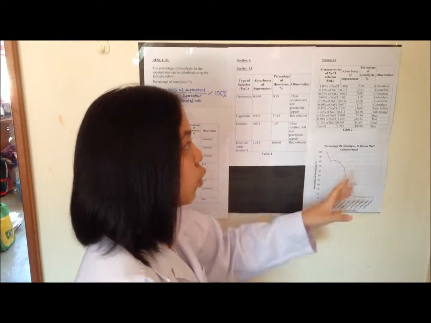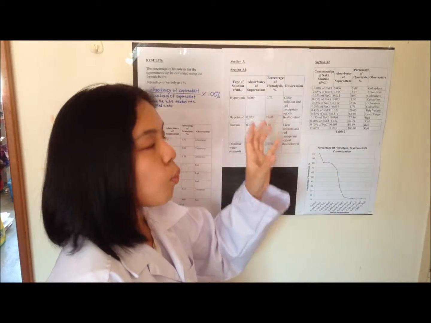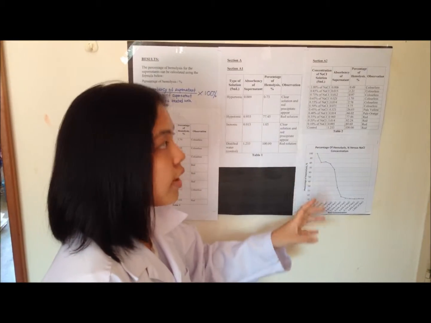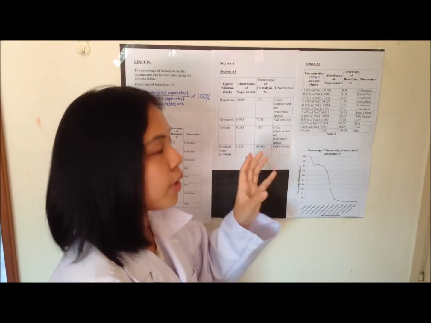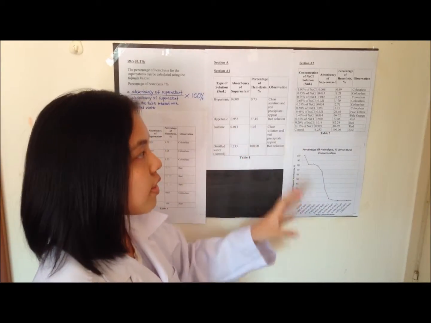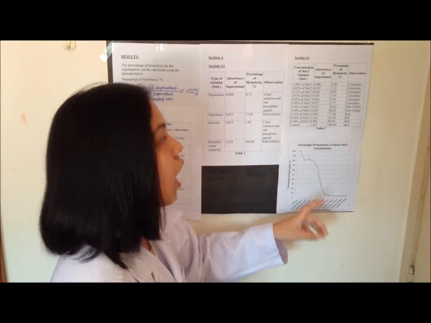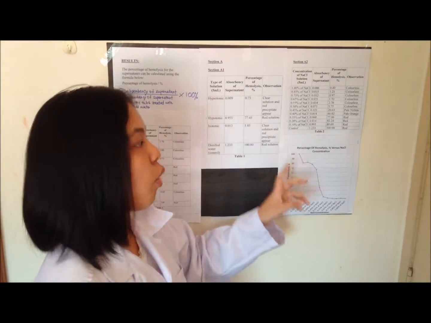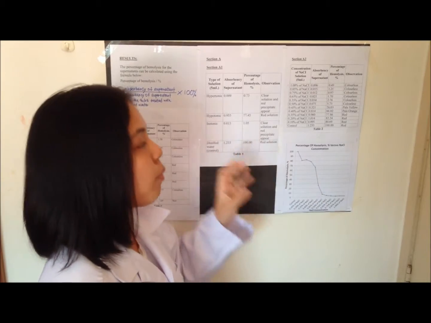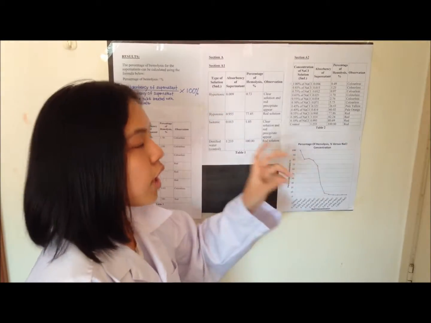And for section A2, different concentrations of NaCl solutions are being used, and 1% NaCl solution has the lowest absorbency of supernatant, which is 0.006, and the percentage of hemolysis for it is also the lowest, which is 0.49%, while the absorbency of 0.2% NaCl is the highest, which is 1.014, and the percentage of hemolysis for this solution is also the highest, which is 82.24%.